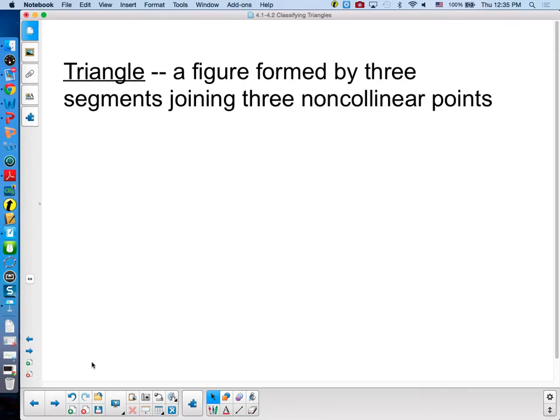A triangle. A triangle is a figure formed by three segments joining three non-collinear points. What's three non-collinear points mean? Not all on the same line, correct. You can't form a triangle if your points are all in one straight line. So you make just a line. So three non-collinear points.